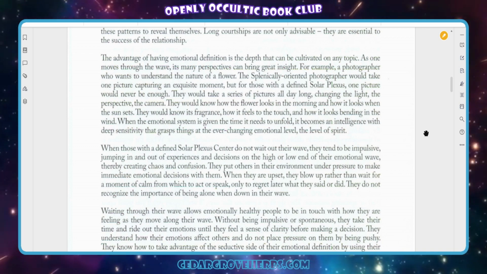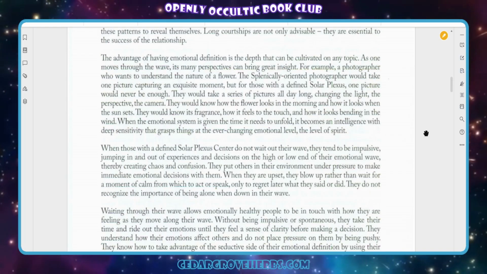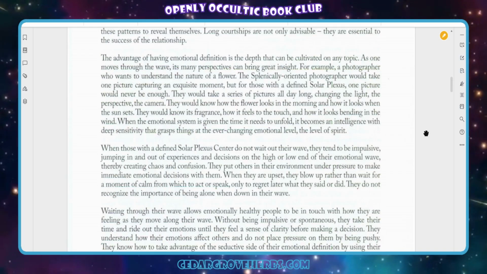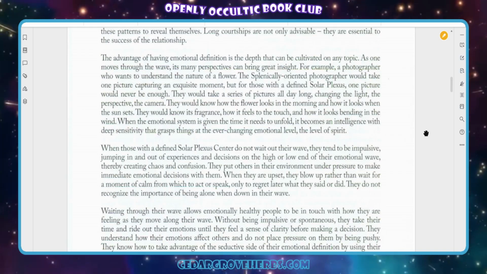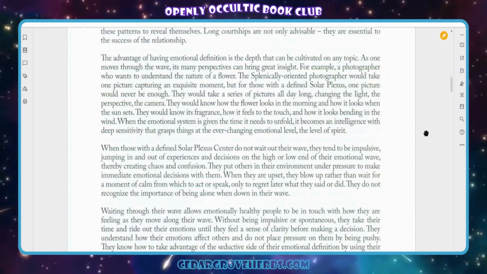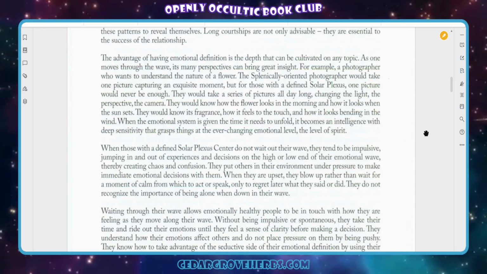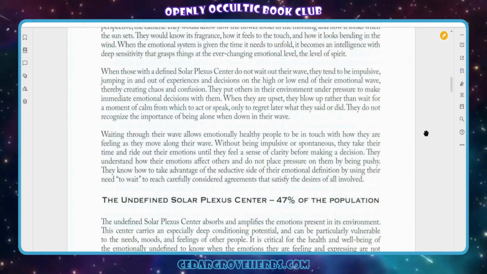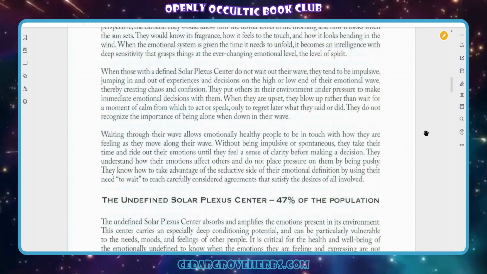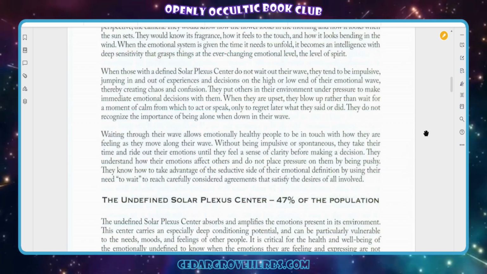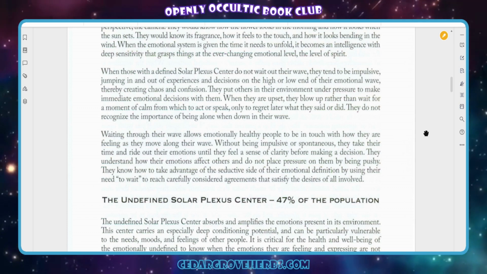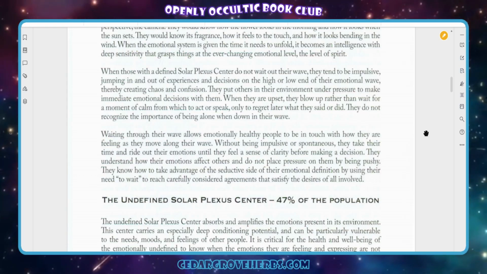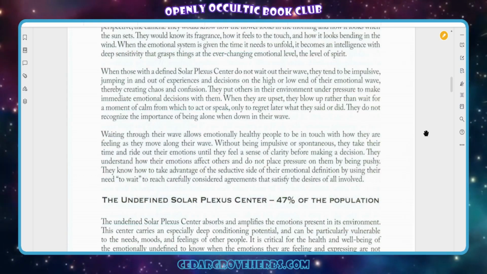They put others in their environment under pressure to make immediate emotional decisions with them. When they're upset, they blow up rather than wait for a moment of calm from which to act or speak, only to regret later what they said or did. They do not recognize the importance of being alone when down in their wave. Wading through their wave allows emotionally healthy people to be in touch with how they are feeling as they move along their wave. Without being impulsive or spontaneous, they take their time and ride out their emotions until they feel a sense of clarity before making a decision.